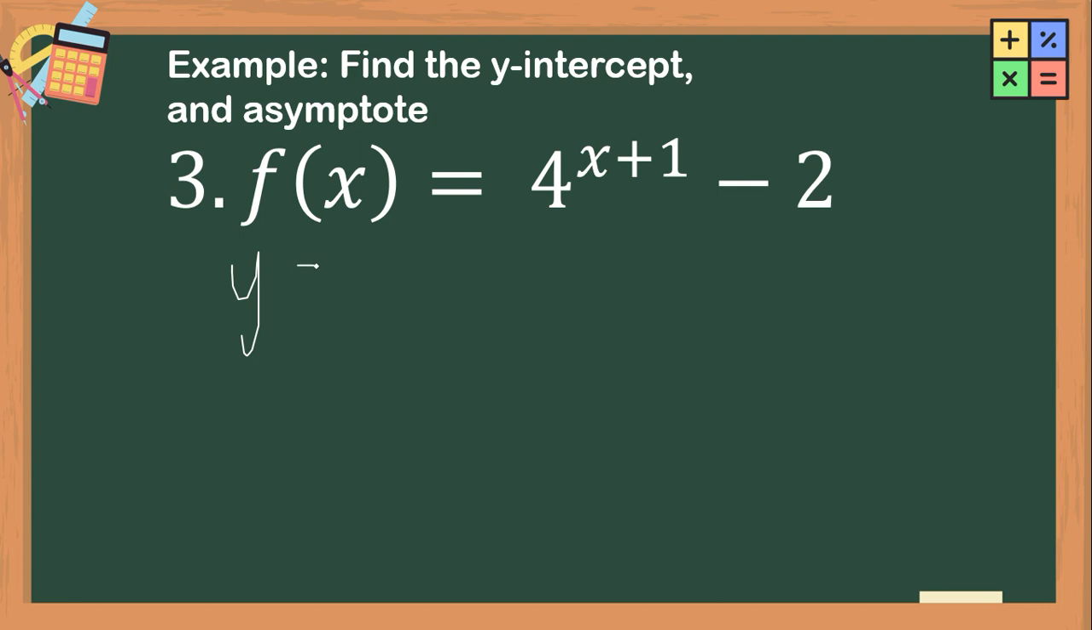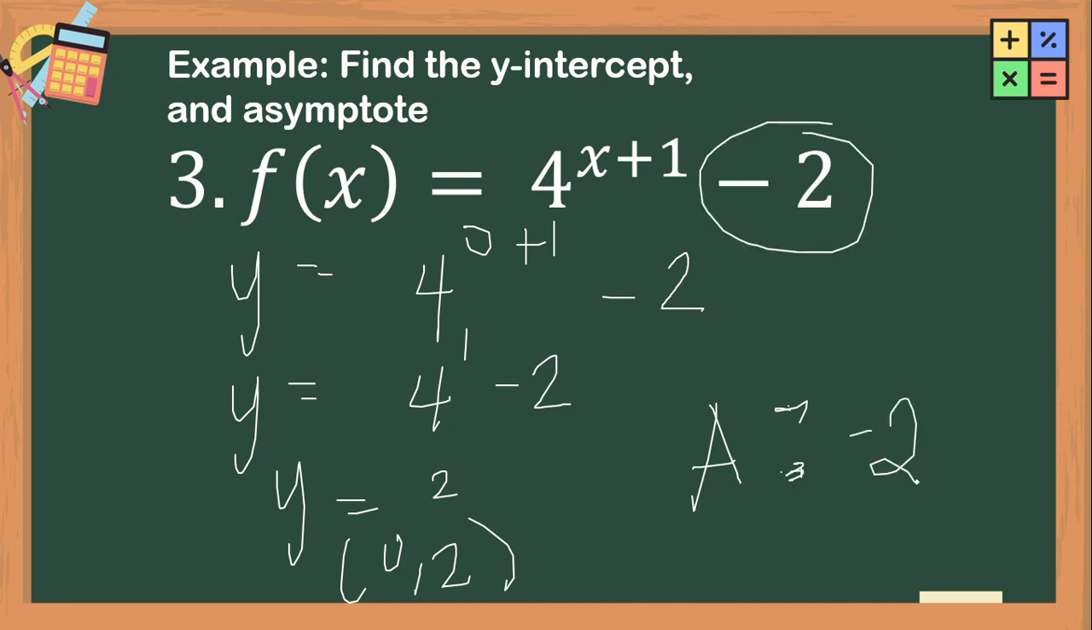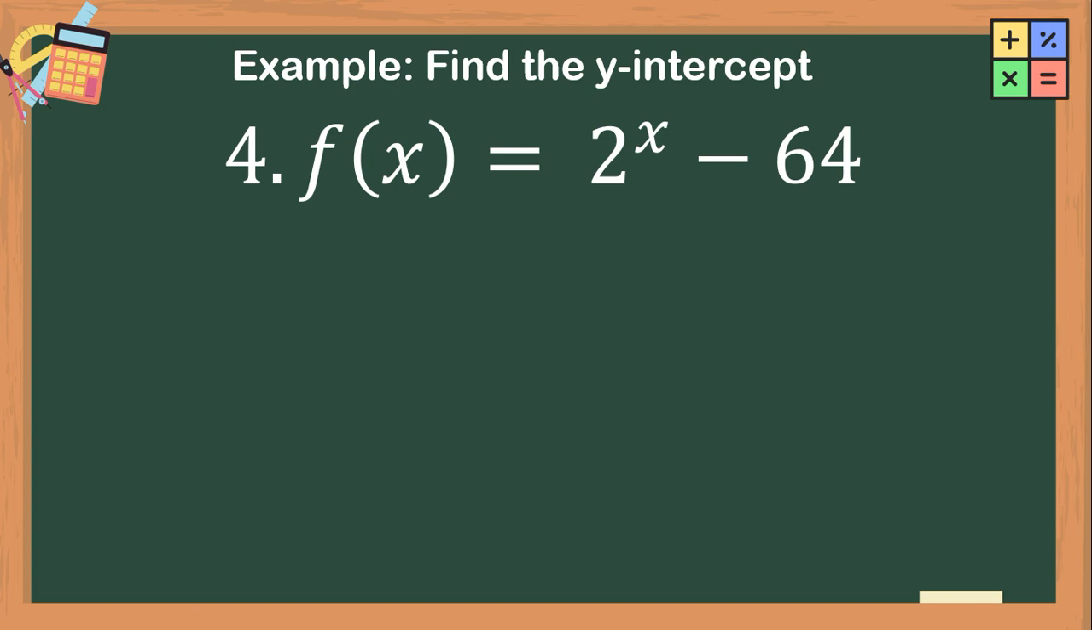So, y is equal to 4 raised to 0 plus 1, minus 2. Then, y is equal to 4 raised to 1 minus 2. Then, y is equal to 2, or (0, 2). And what is the asymptote? Negative 2, without solving. Gets? Okay, next. Number 4 naman.